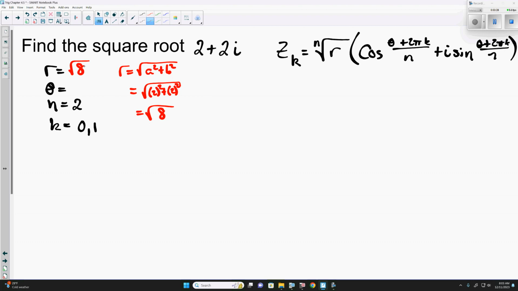Now, to find theta, theta is equal to tangent inverse of b over a. For us here, this would be tangent inverse of 2 over 2. And if we plug this into the calculator, it's going to tell us that this is pi over 4. So we get this here. Questions on r, theta, and n and k?